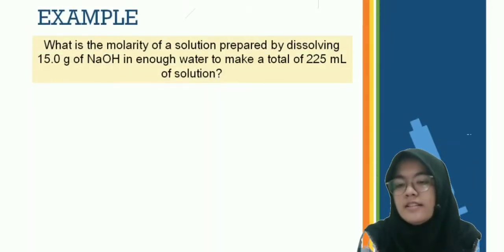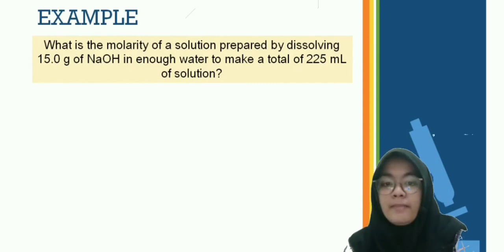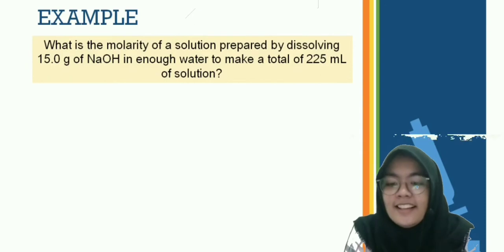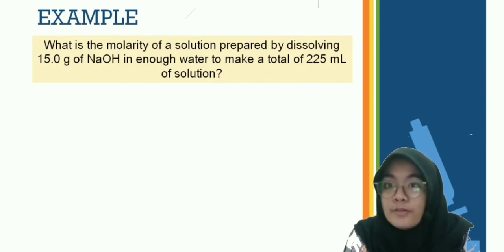Example: what is the molarity of a solution prepared by dissolving 15 grams of sodium hydroxide in enough water to make a total of 225 ml of solution?